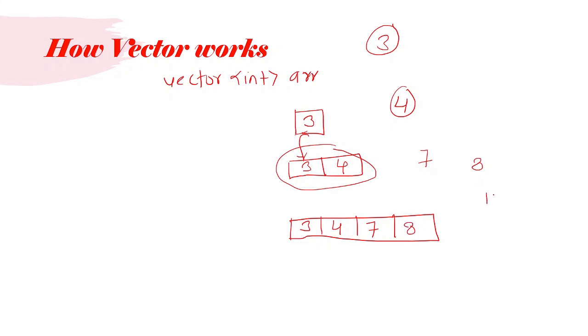Now say, for example, I want to insert a 10. Do I have the space? No. So what happens? Again a new array of double the previous size is created, that is, I had 4, now the size becomes 8, and in this way the elements inside the vector get stored.